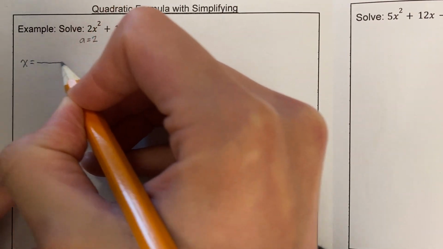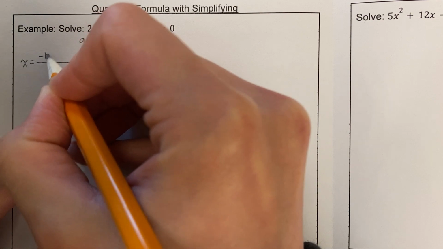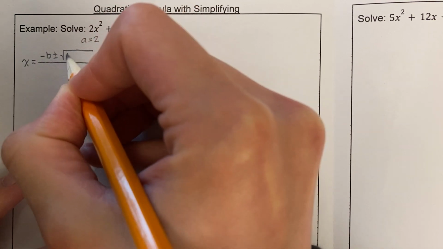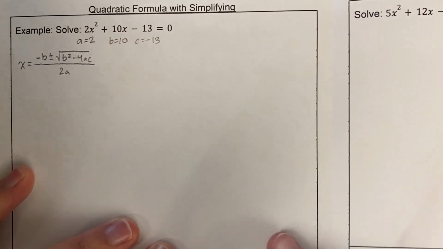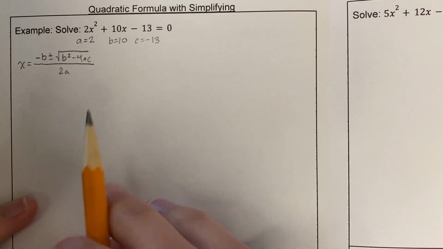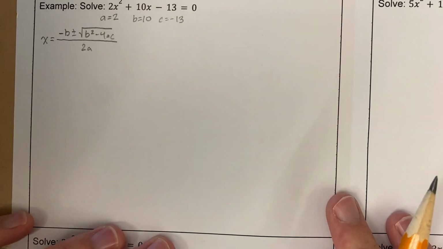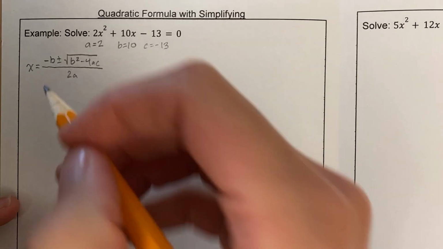So we have our formula, opposite of b, plus or minus the square root of b squared minus 4ac over 2a. You don't need to copy that every time, but that way now it's on your paper so you can use it for these next problems as well. All right, so let's take a look.